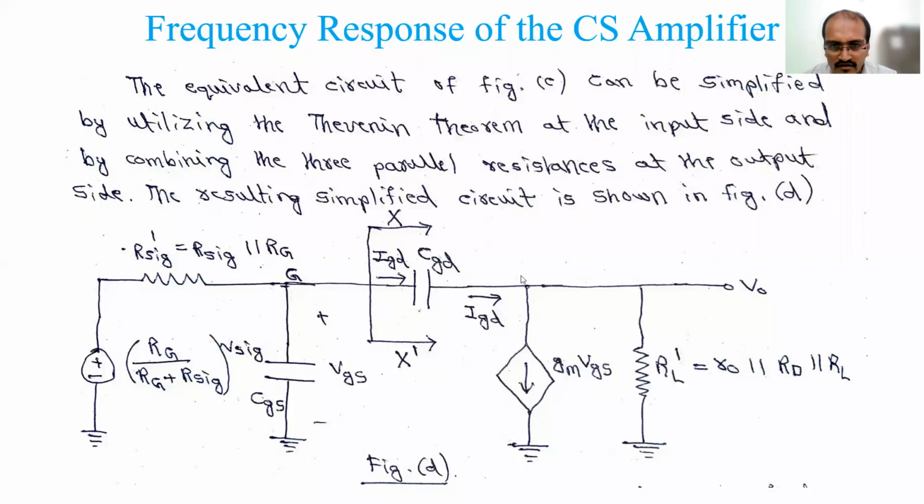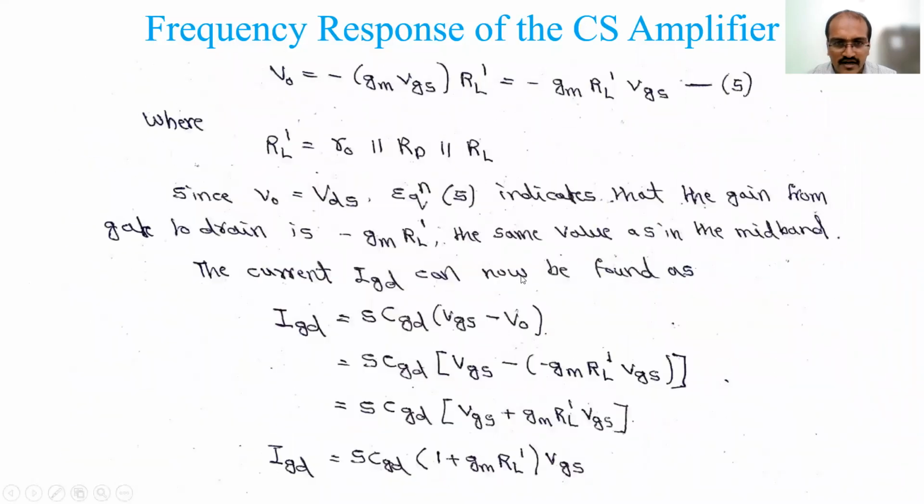Before that, some of the expressions we have written. Till here we have seen V naught is equal to gm RL dash VGS. Here VGS is the input voltage, so V naught by VGS becomes the voltage gain AV, and gm RL dash is the voltage gain, with RL dash already shown. That is written over here.